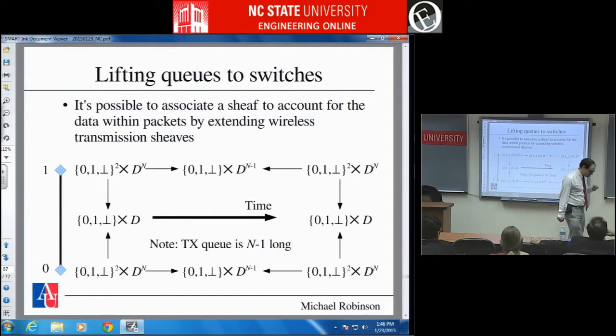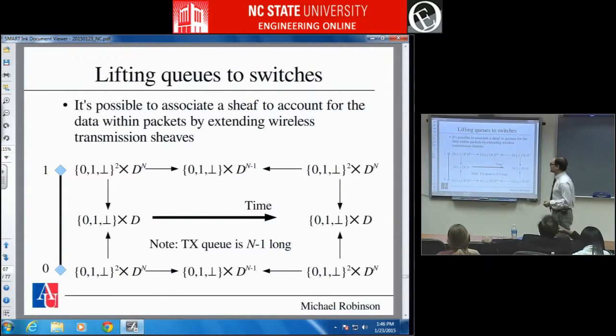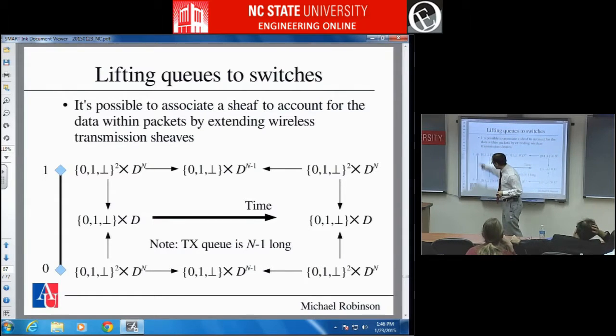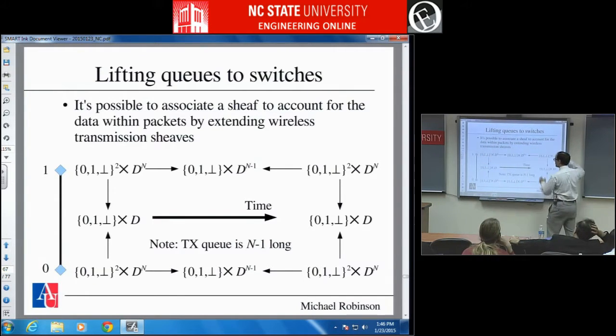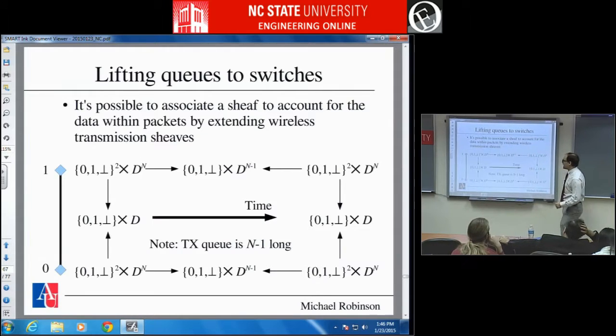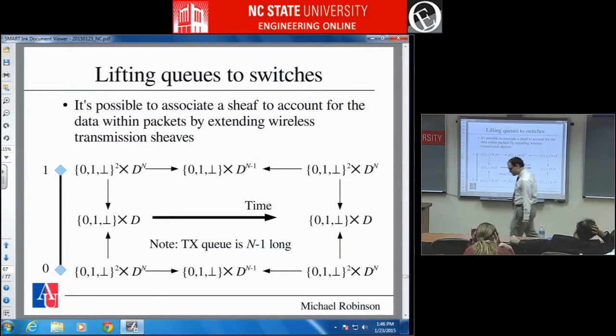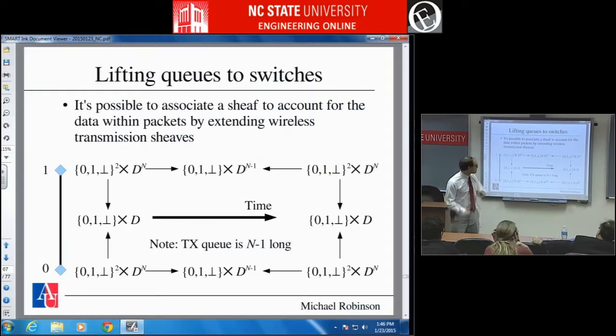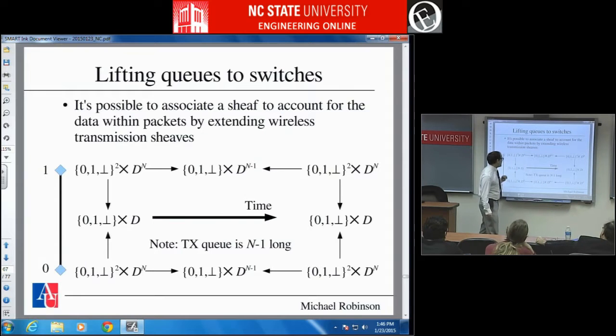Well, you can actually build up a model. This is a model of two nodes communicating. And here's node 1 and node 0. This is the spatial direction. This is the time direction. The transmitting queue in this particular case is n samples long. This has got a transmit queue and a receive queue built into it.